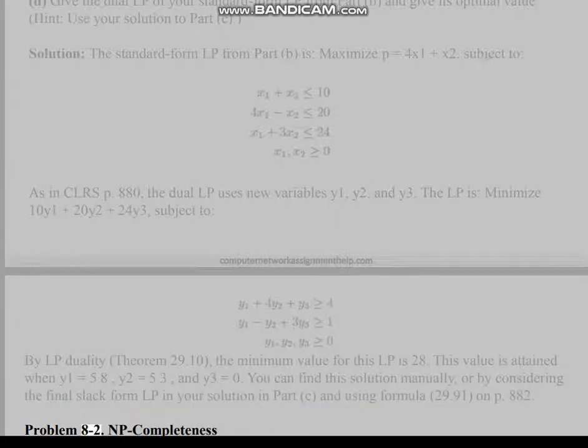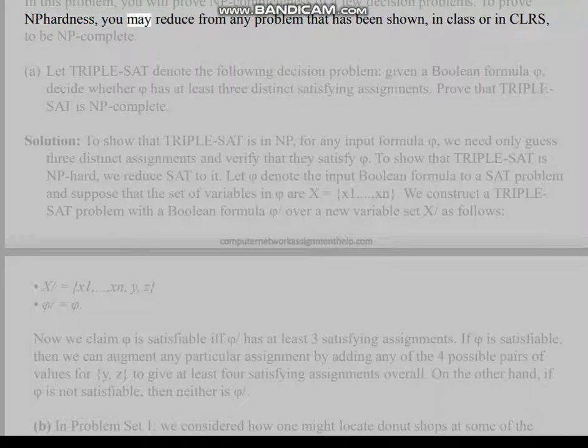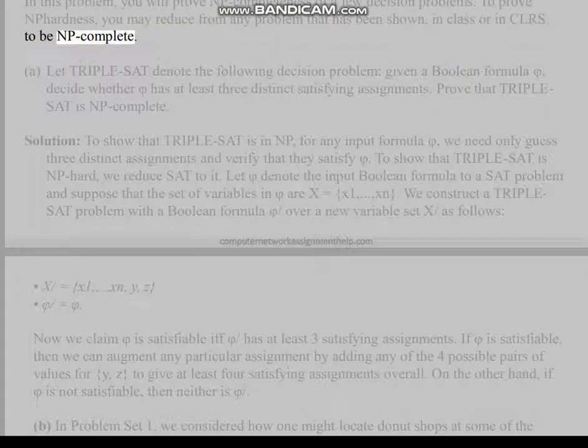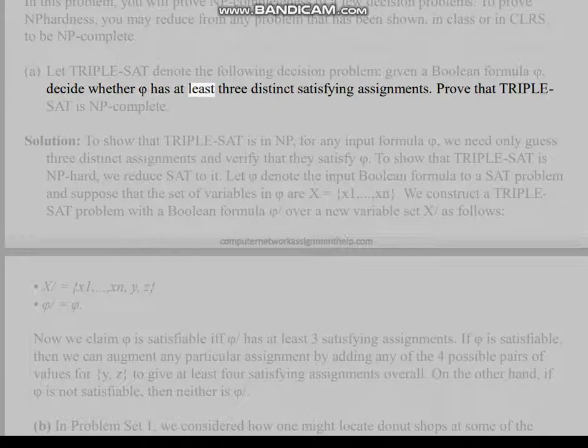Problem 8-2. NP completeness. In this problem, you will prove NP completeness of a few decision problems. To prove NP-hardness, you may reduce from any problem that has been shown, in class or in CLRS, to be NP complete. A. Let triple SAT denote the following decision problem. Given a Boolean formula phi, decide whether phi has at least 3 distinct satisfying assignments. Prove that triple SAT is NP complete.